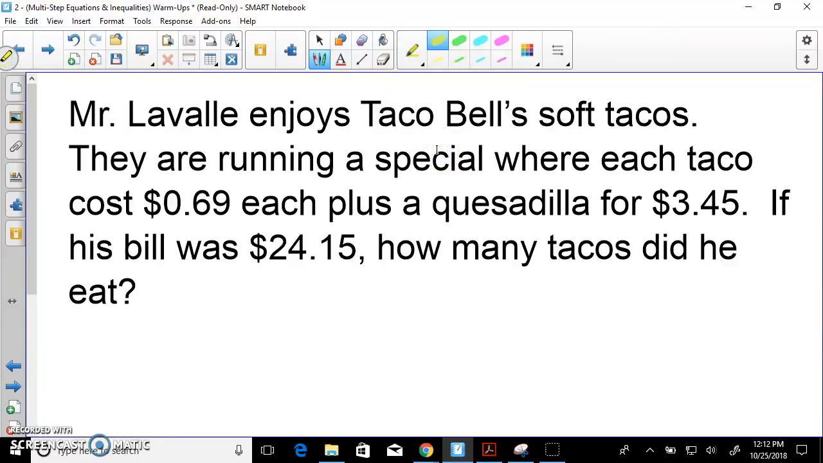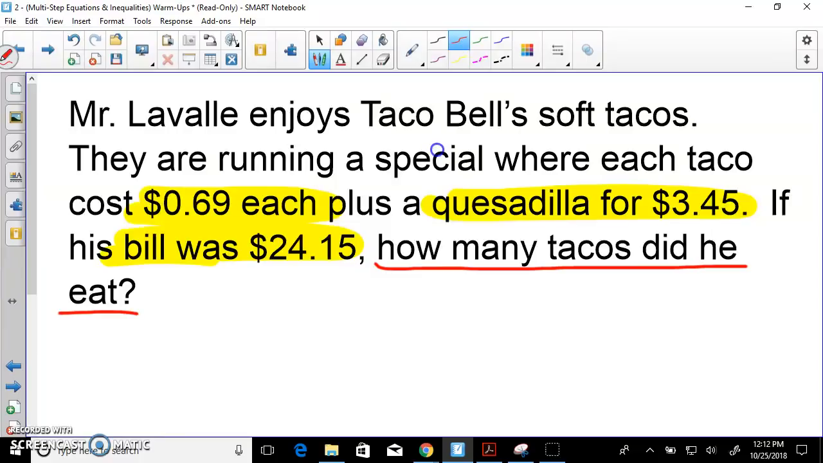It's pretty irrelevant that it's Mr. LaValle and that we're going to Taco Bell, even the fact that it's about tacos, but it is relevant that they're saying it's 69 cents each, plus a quesadilla for $3.45. It doesn't really matter that it's a quesadilla. The fact is it's a separate cost. His total bill was $24.15. And then the question they ask is how many tacos did he eat? So let's identify our variable and our constants.